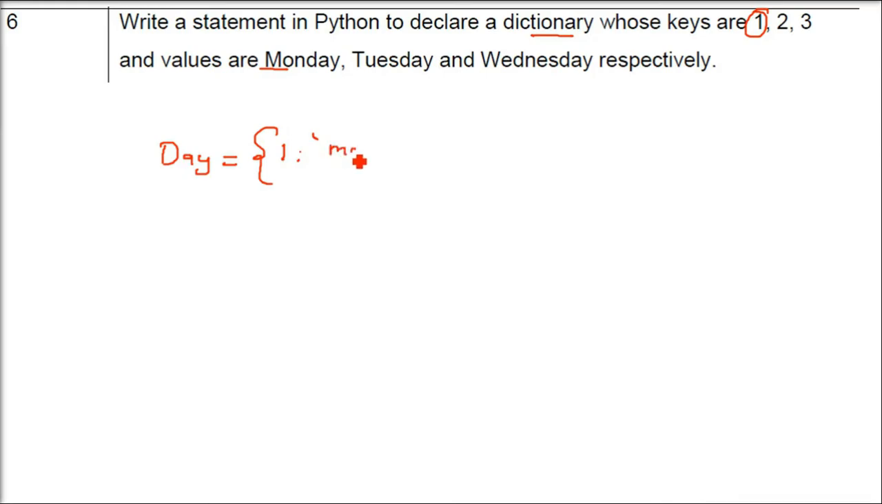This is 1 colon, and then single quotes Monday. M has to be capital. Same thing you have to write which is given in the question. Then you have a comma, coming to Tuesday. So 2 colon, and then Tuesday in single quotes, again capital T you have to use. Then comma, 3 colon, and this is Wednesday.